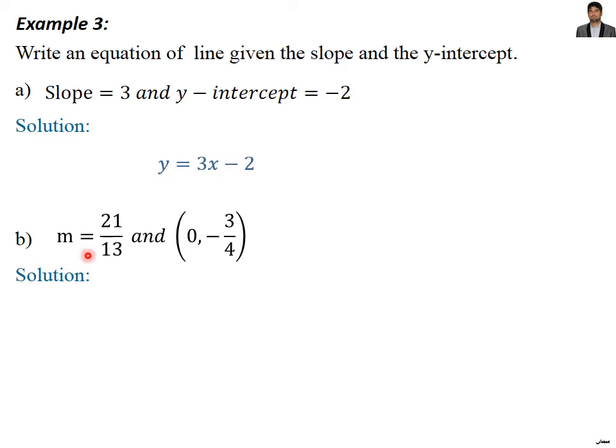Another example, m is equal to 21 over 13 and a point (0, -3/4). Y-intercept can be written as (0, -3/4). So same, I will replace m with 21 over 13 and c with minus 3 over 4, and this is our final equation of line.